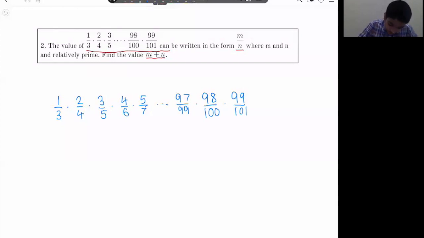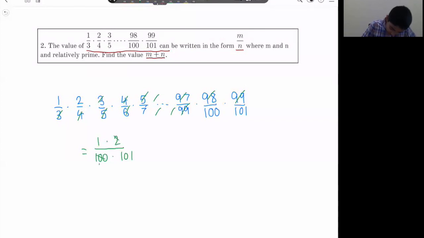So if you notice here, the 3's cancel, the 4's cancel, the 5's cancel, the 6's cancel, and the denominator of a fraction cancels with the numerator 2 fractions after it. And so on, so the 97's will cancel, the 98's will cancel, the 99's will cancel, and we're left with just 1 times 2 over 100 times 101.